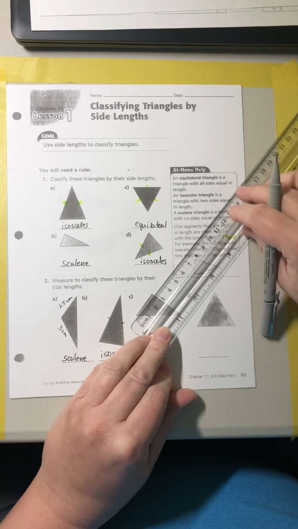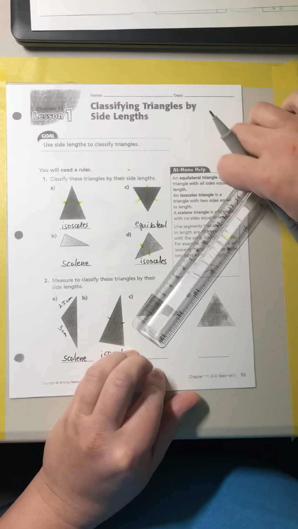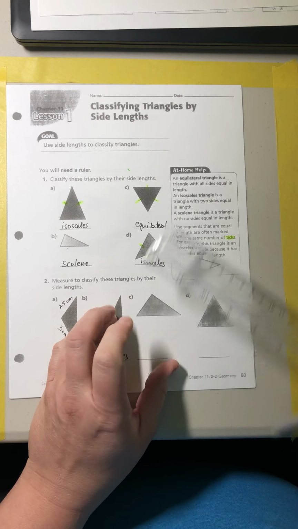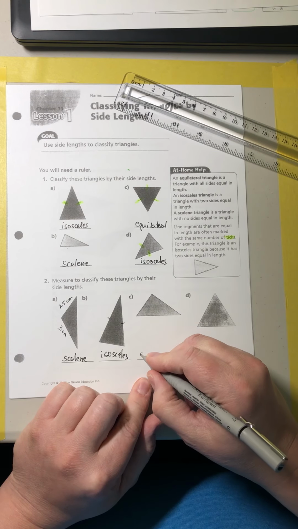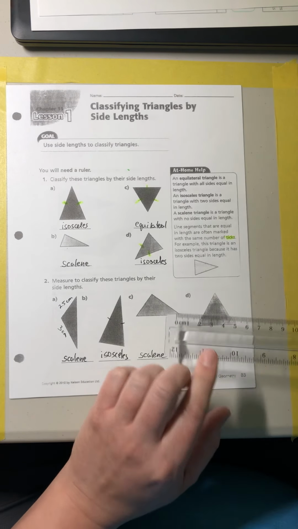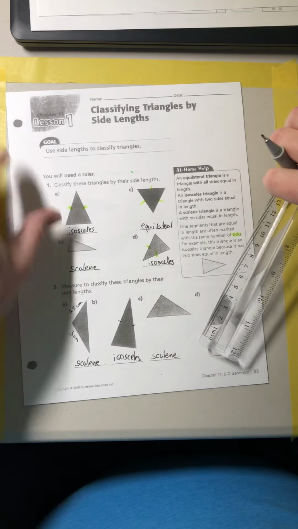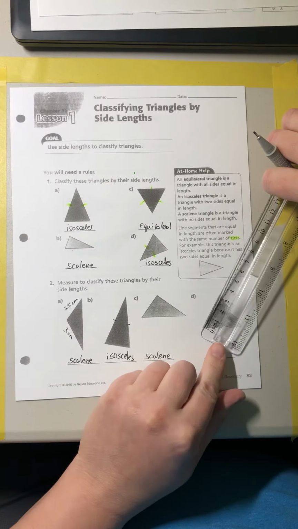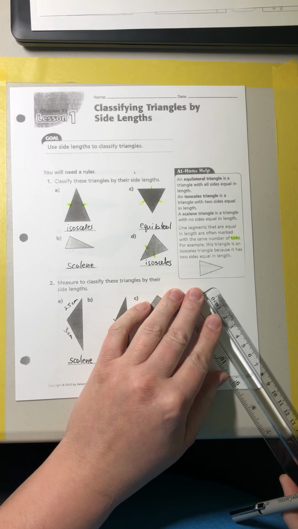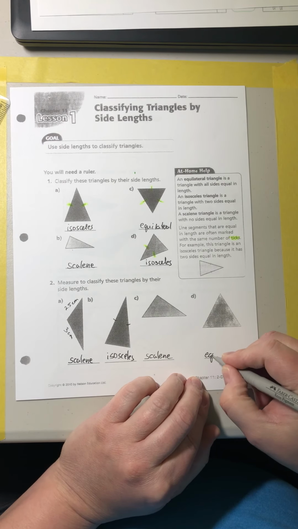Four centimeters. 2.5 centimeters. And 3 centimeters. All different, scalene. And this one, I'm gonna look at it, and I believe all the sides are the same. Yep. So this is an equilateral.